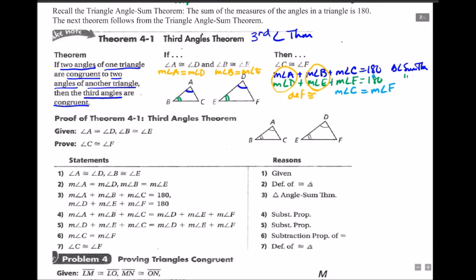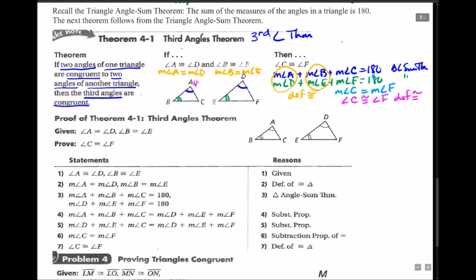And if my measures are equal, I can say angle C is congruent to angle F by definition of congruence, right? Equal measures means congruent angles. So let's take a look at our proof here. Well, actually, first, let's do this with numbers. Sometimes if you're having difficulty seeing, you can just put numbers in and it makes it easier.